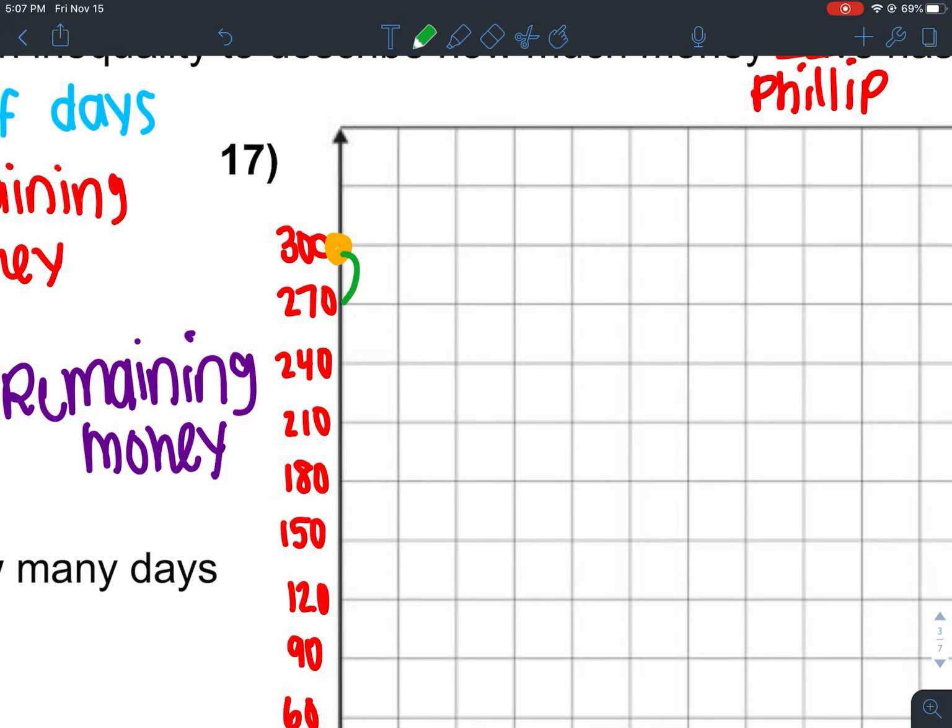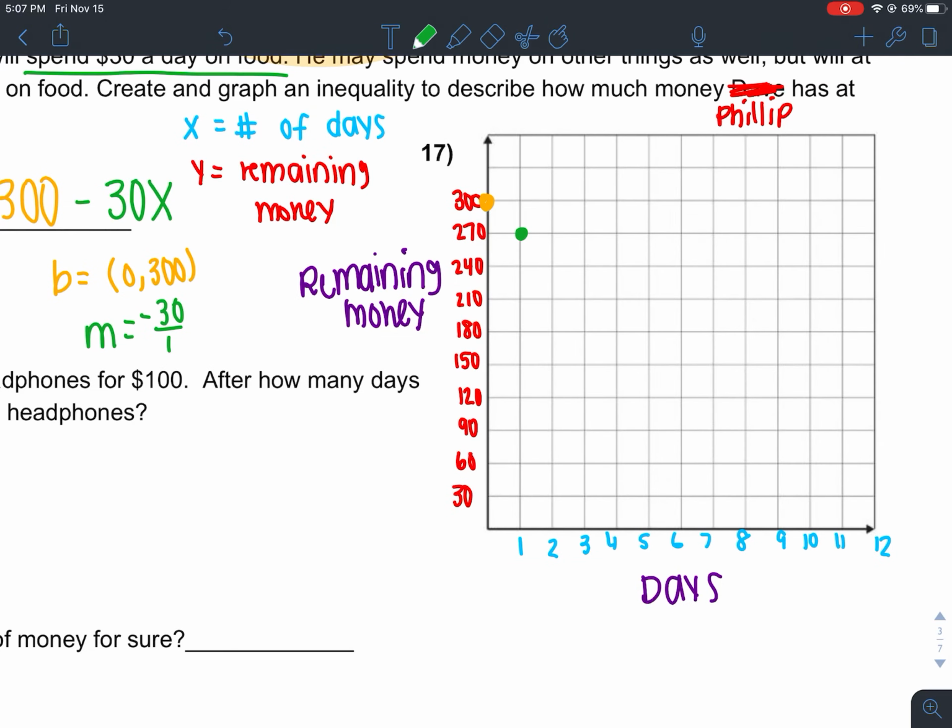So we go down 30 on our graph. So we go down 30, remember 300 to 270 is 30, and then to the right 1, and we plot a point. So again, down 30 to the right 1, down 30 to the right 1. And we're going to keep going with that trend and go ahead and graph our entire graph here.